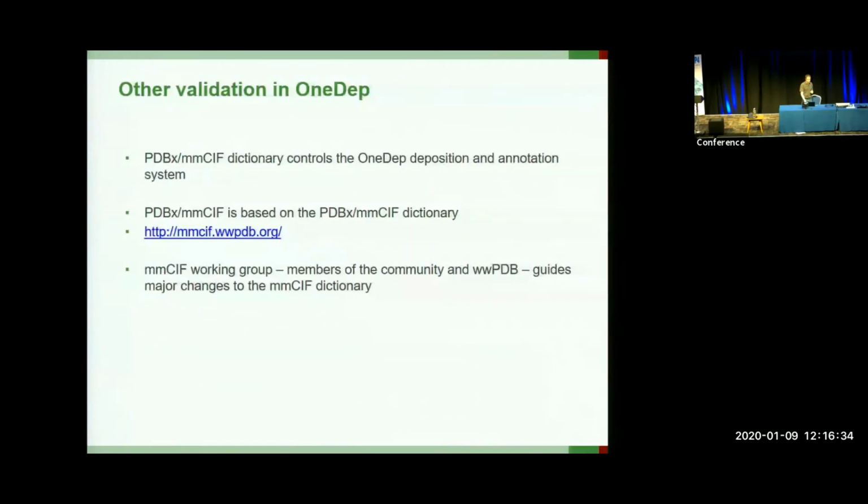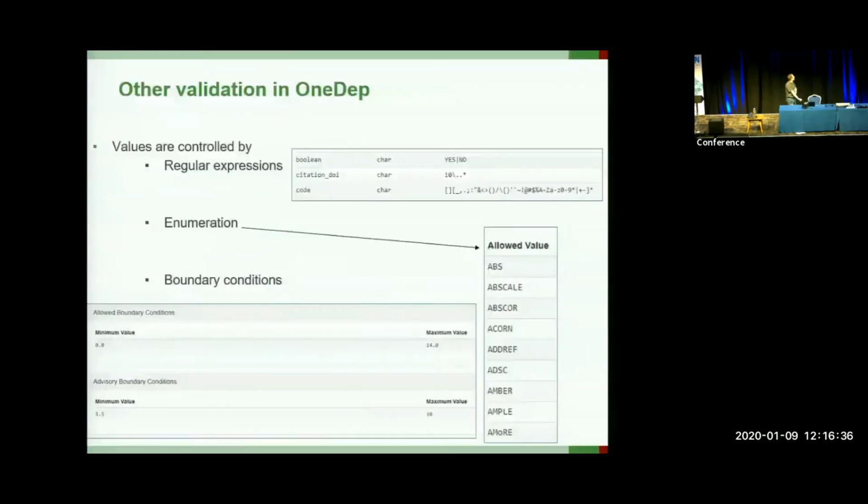What do we get out of the dictionary? We get regular expressions. You may have made a few while doing depositions. These are different types of regular expressions. So, for example, DOIs will start with a 10. Seems reasonable. We have enumerations, so we force you to only enter pieces of software. So if you're making something new, tell us about it so we can add it to our list.